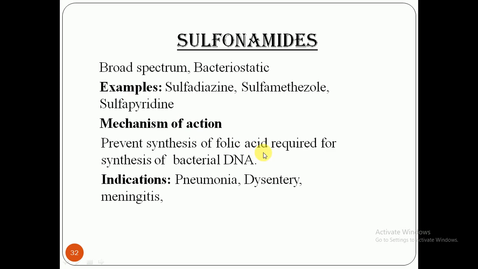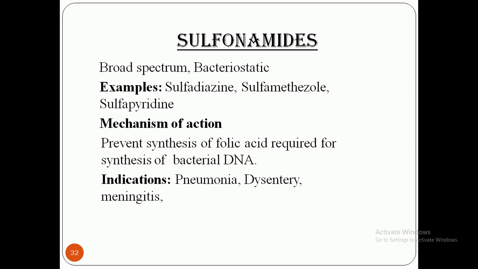It can prevent the synthesis of folic acid, which is required for the synthesis of bacterial DNA, which I have already discussed in my previous classes, that there are some drugs which are also called DNA synthesis inhibitors. The exact mechanism of the sulfonamide is that it prevents the synthesis of folic acid, which is required for the synthesis of bacterial DNA, so the growth of bacteria is stopped.